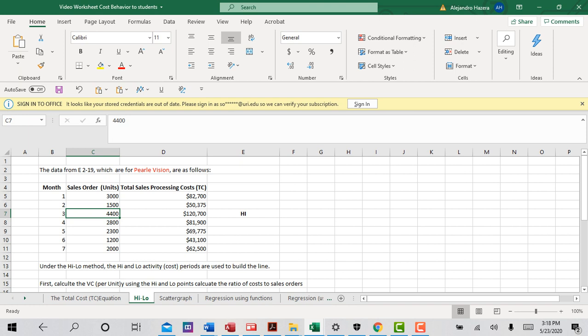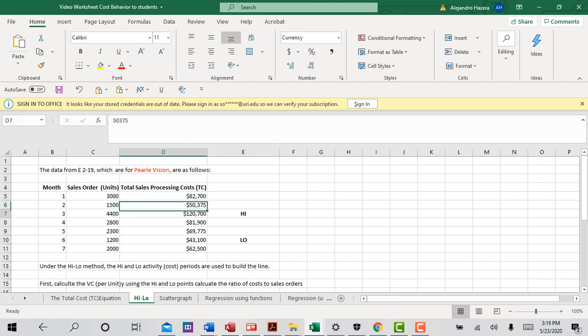So the high point was $120,700, and that's for 4,400 units. And your low point is this one right here. I don't know why they always write it "low" with just two letters, but they love to do that. So there's your high point and your low point.